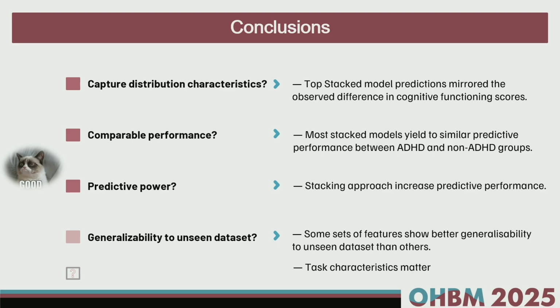And when it comes to generalizability to unseen data, we can see that some sets of features or models performed better than the others in an unseen data set. And also, it seems that task characteristics matter. So if we're going to directly apply these models into clinical settings, we might want to make sure that the task demands and acquisition characteristics are closely following the model trained on. And finally, I think it would be interesting to test this on a bigger clinical data set to see whether these findings hold or not.